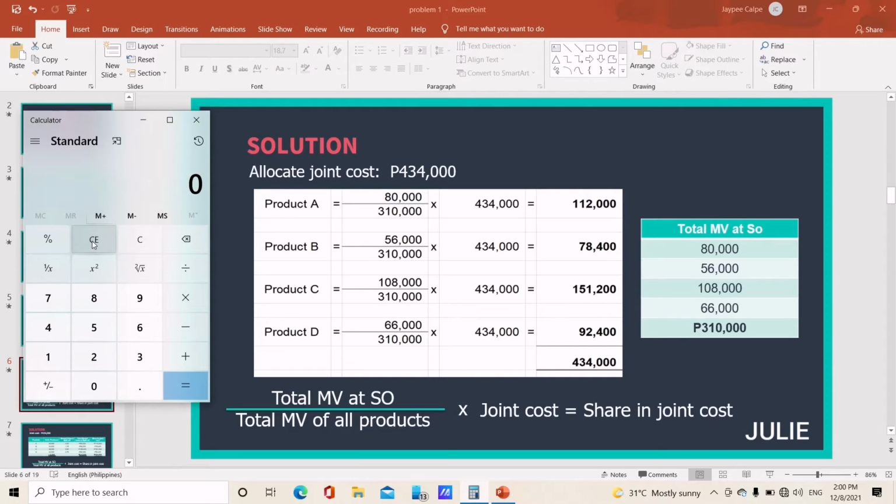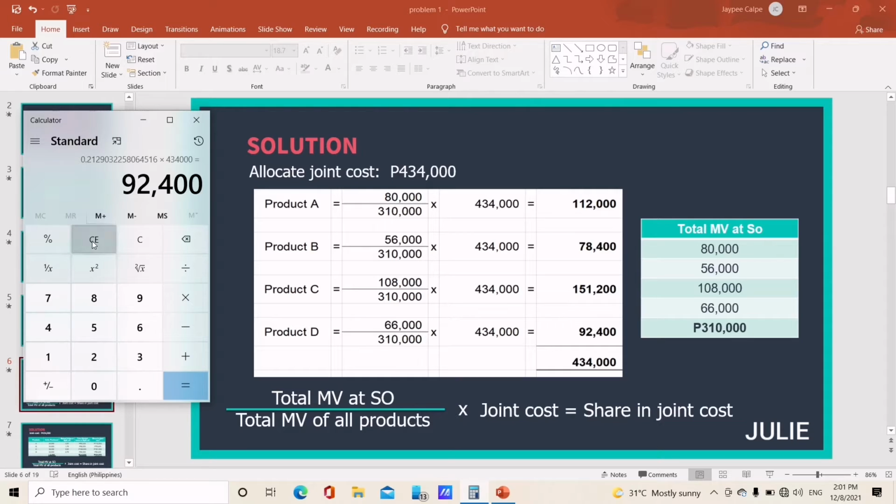For product D, 66,000 divided by 310,000 multiplied to 434,000 joint cost. We have 92,400 as share in joint cost for product D.